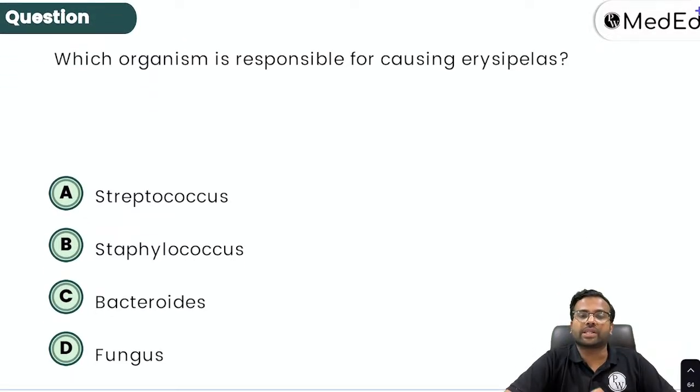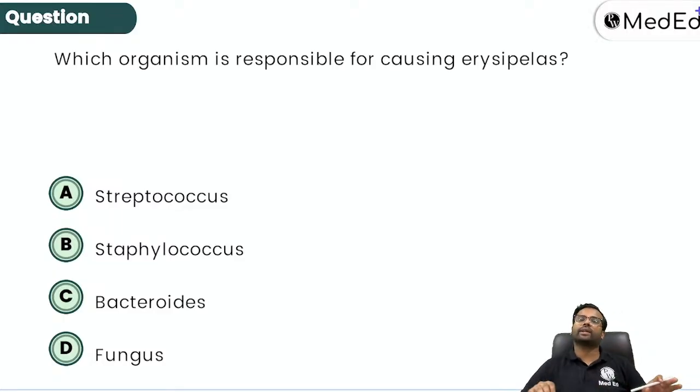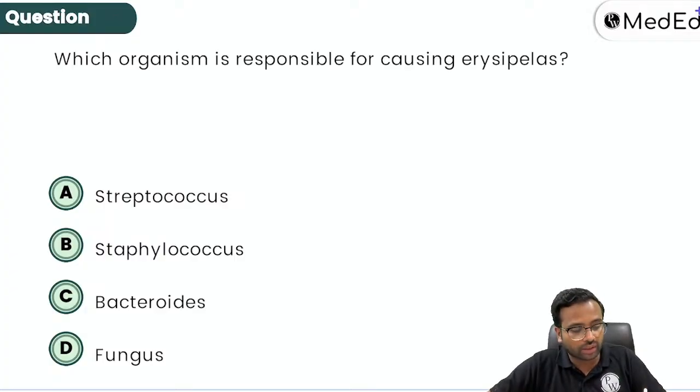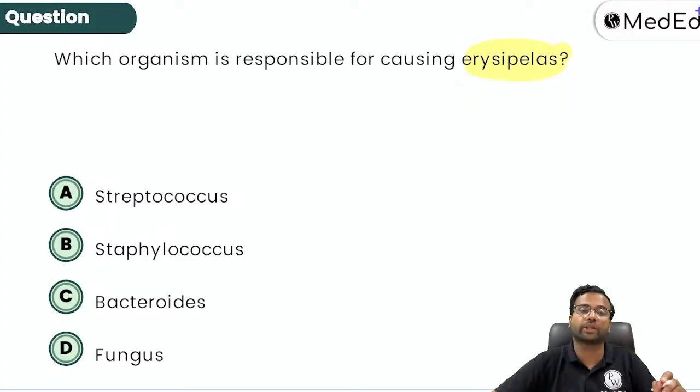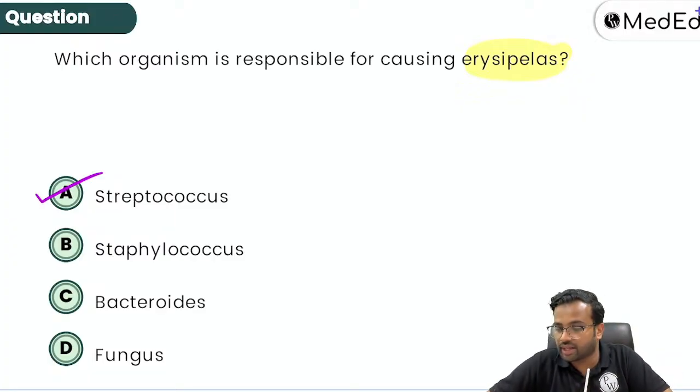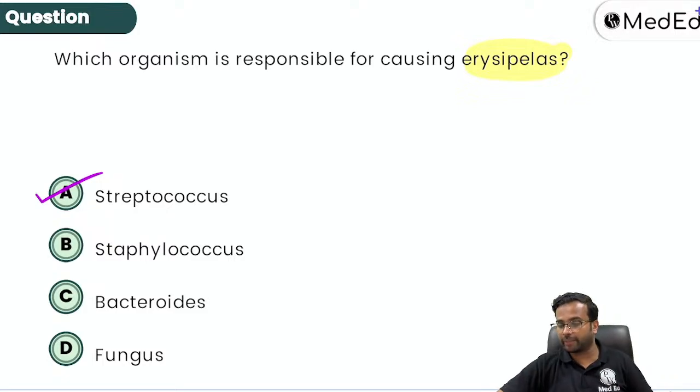Which organism is responsible for causing erysipelas? So this question, even if you categorize it under microbiology or under dermatology, still fine. But tell me if you have learned what is the organism which causes erysipelas. Is it Streptococcus, Staphylococcus, Bacteroides, or a fungus? Remember, erysipelas is exclusively caused by Streptococcus. Hence, the right answer should be option A. It is going to be Streptococcus.